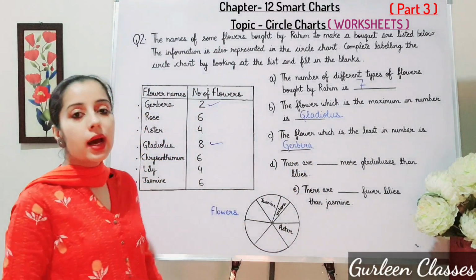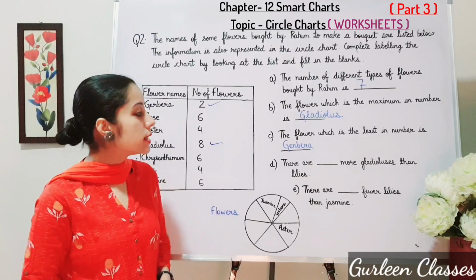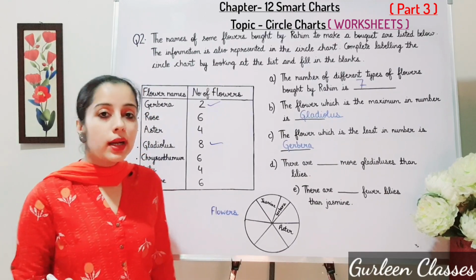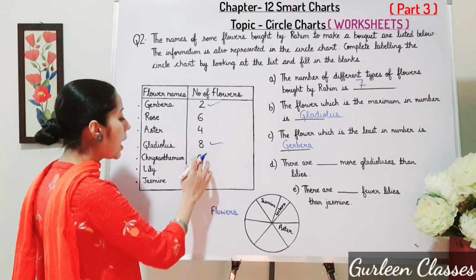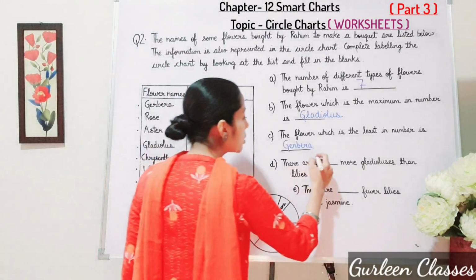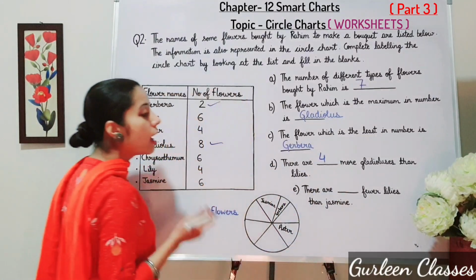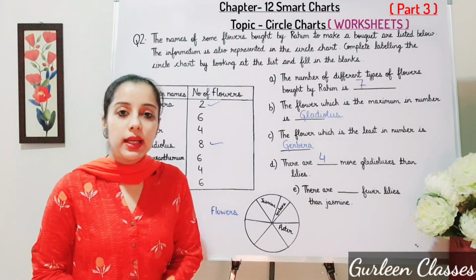D bar, there are dash more gladiolus than lilies. How many gladiolus are there? 8. And lilies are 4. 8 minus 4, 4. So there are 4 more gladiolus than lilies.